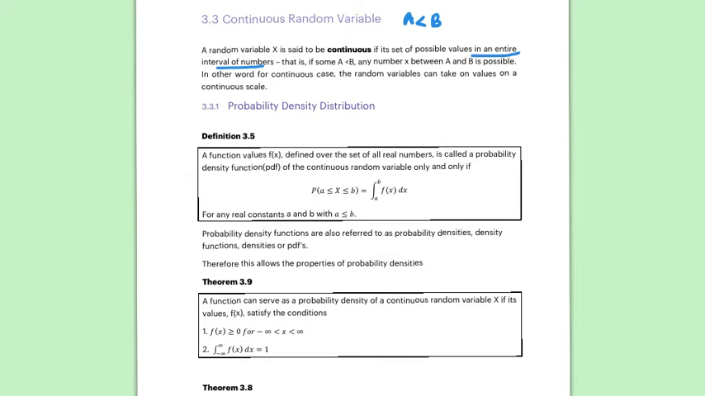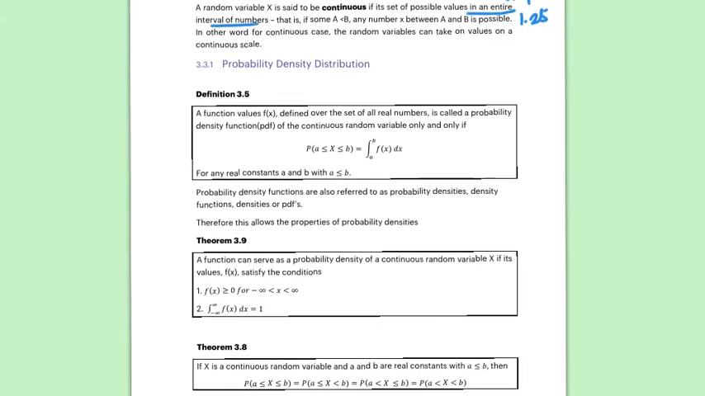For example, we have a is 1 and b is 2. So it can take any values, for example 1.9999, or maybe just 1.5, 1.25. So any number between 1 and 2. This is what we call a continuous random variable.